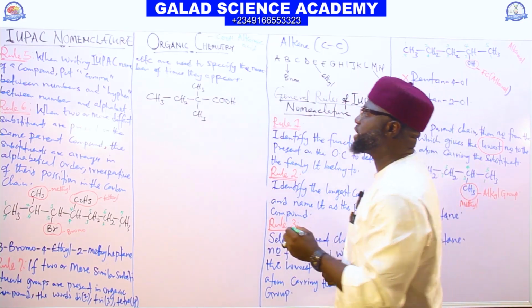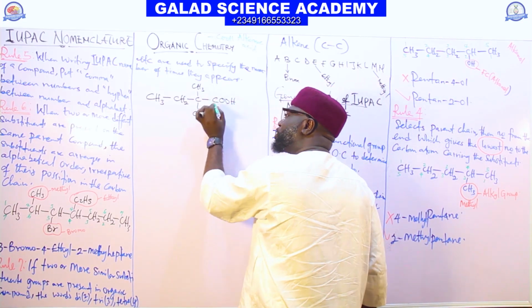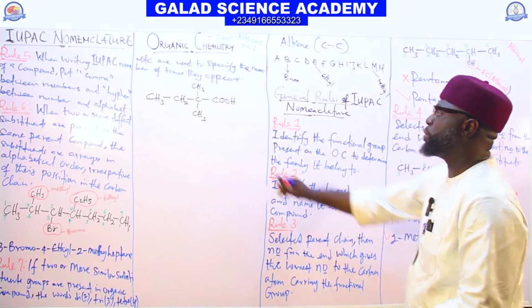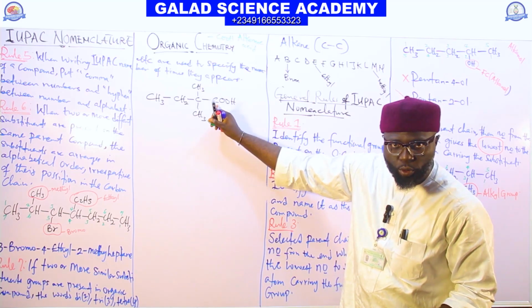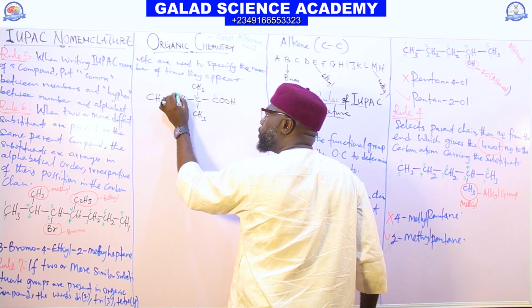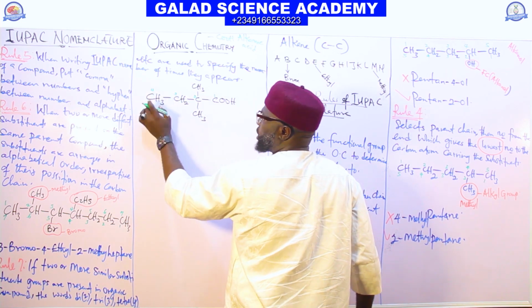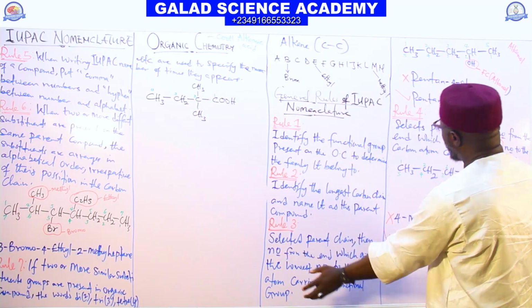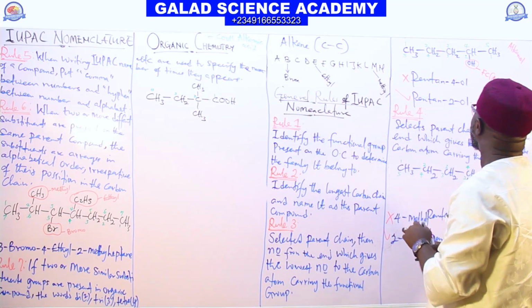Once you know that it is an alkanoic acid, you go and find the longest chain. You start your naming from the functional group, according to group 3. So we say 1, 2, 3, 4. You can start from here. This is the functional group, so that is what group 3 tells us.